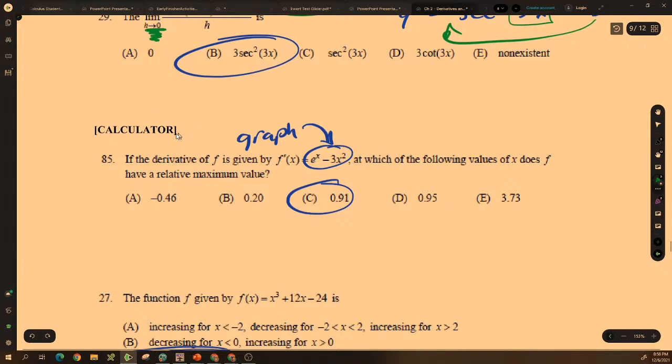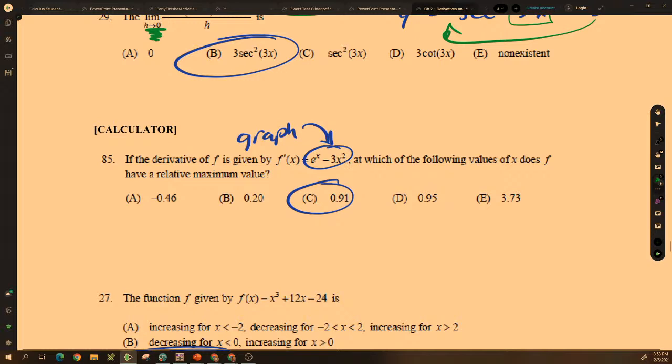Next up, we have another calculator question. I'm going to pull up the calculator in a minute, but we want to read this and make sure that we know what we're asked for and what we should graph or plug in, like solve to 0 or just plug into a derivative or anything like that. So it says, is the derivative given by f prime of x?